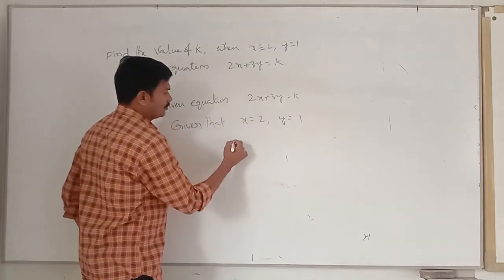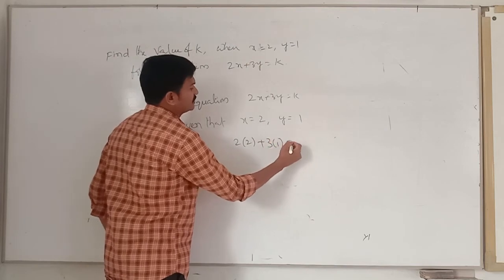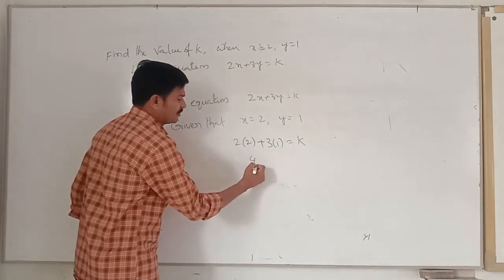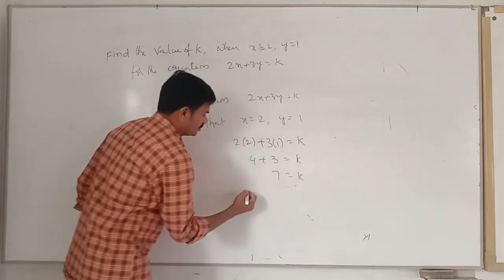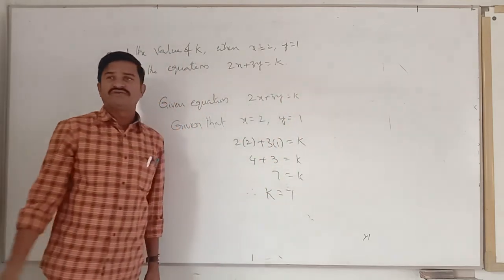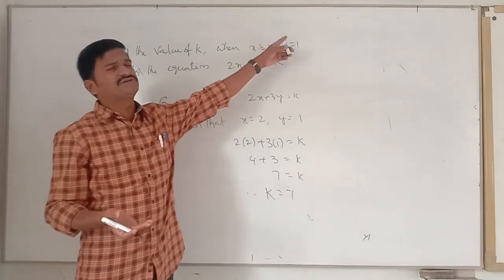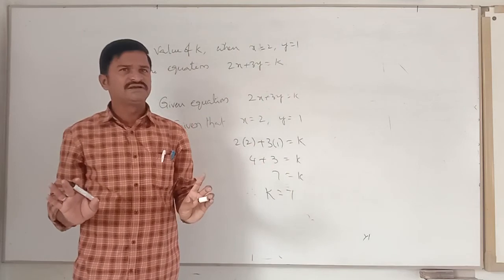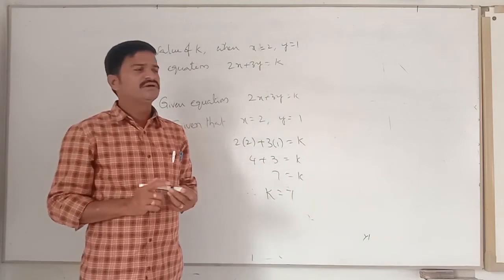That means 2 into 2 plus 3 into 1 equals k. 2 into 2 is how much? 4 plus 3 equals k. 7 equals k. Therefore k equals 7 when x equals 2 and y equals 1. Not only 2 and 1; at any values you are asked to find, you can substitute those respective values. Are you clear or not? Very simple process this is. Understood? Come on, carry on.